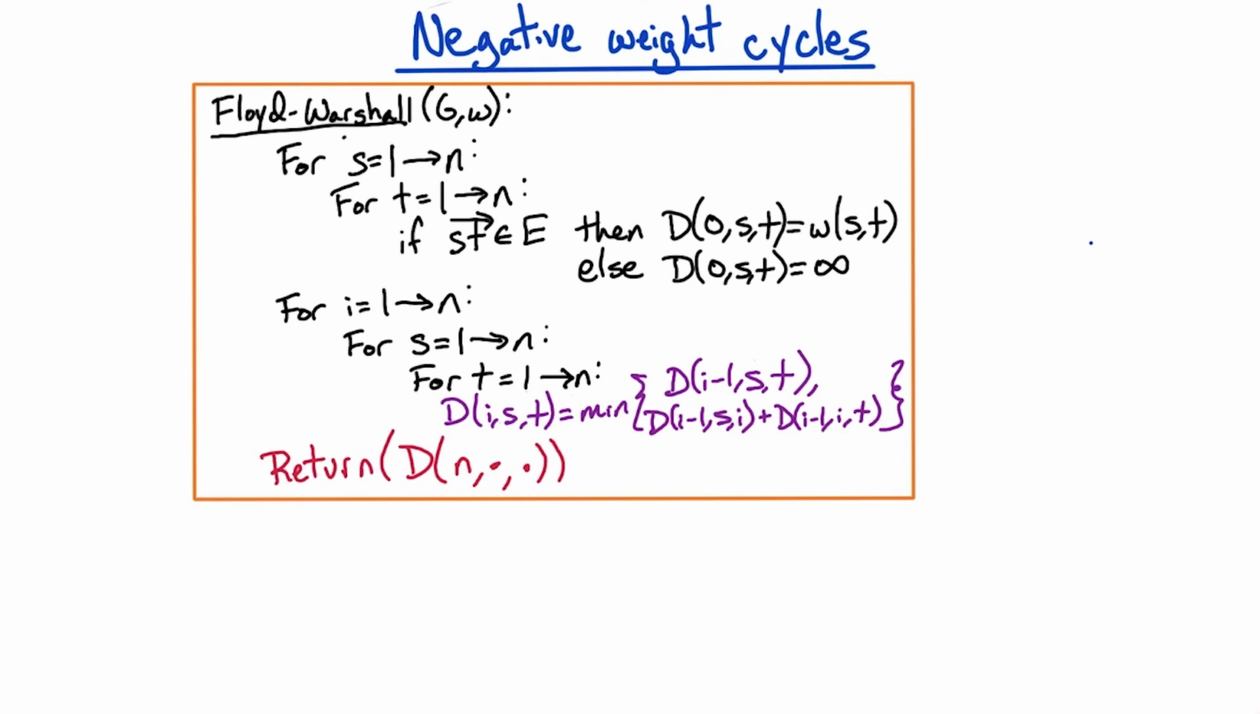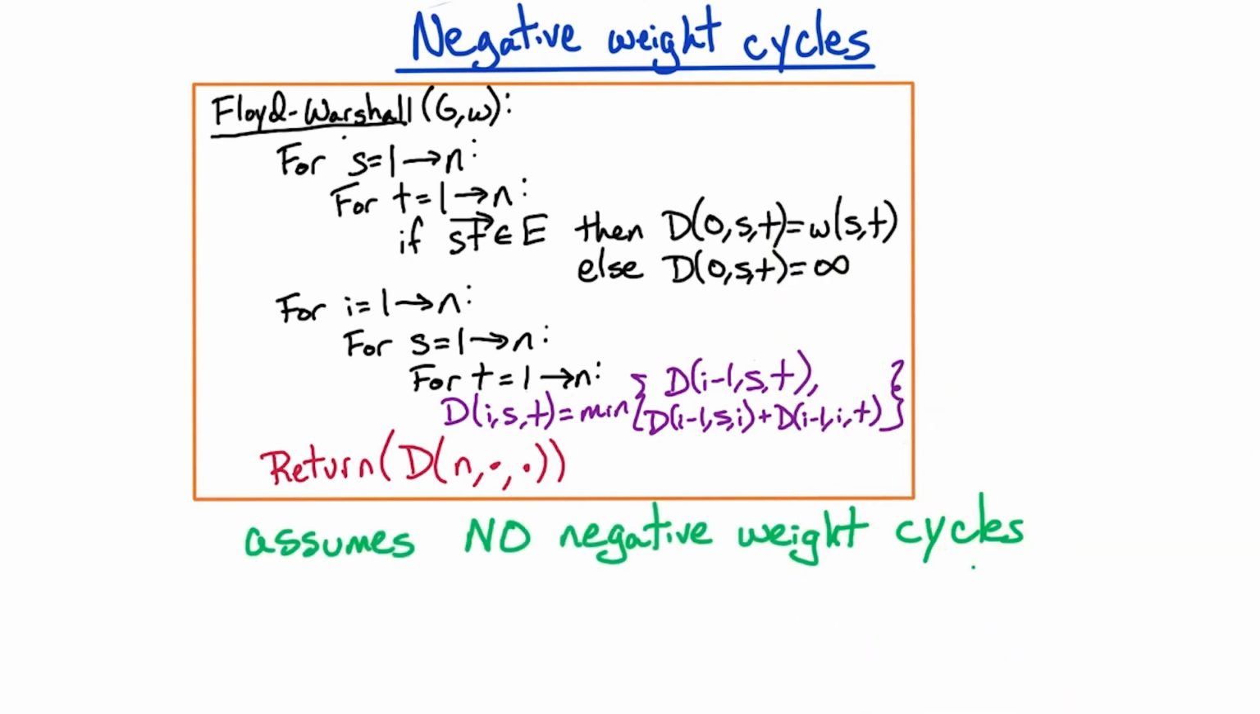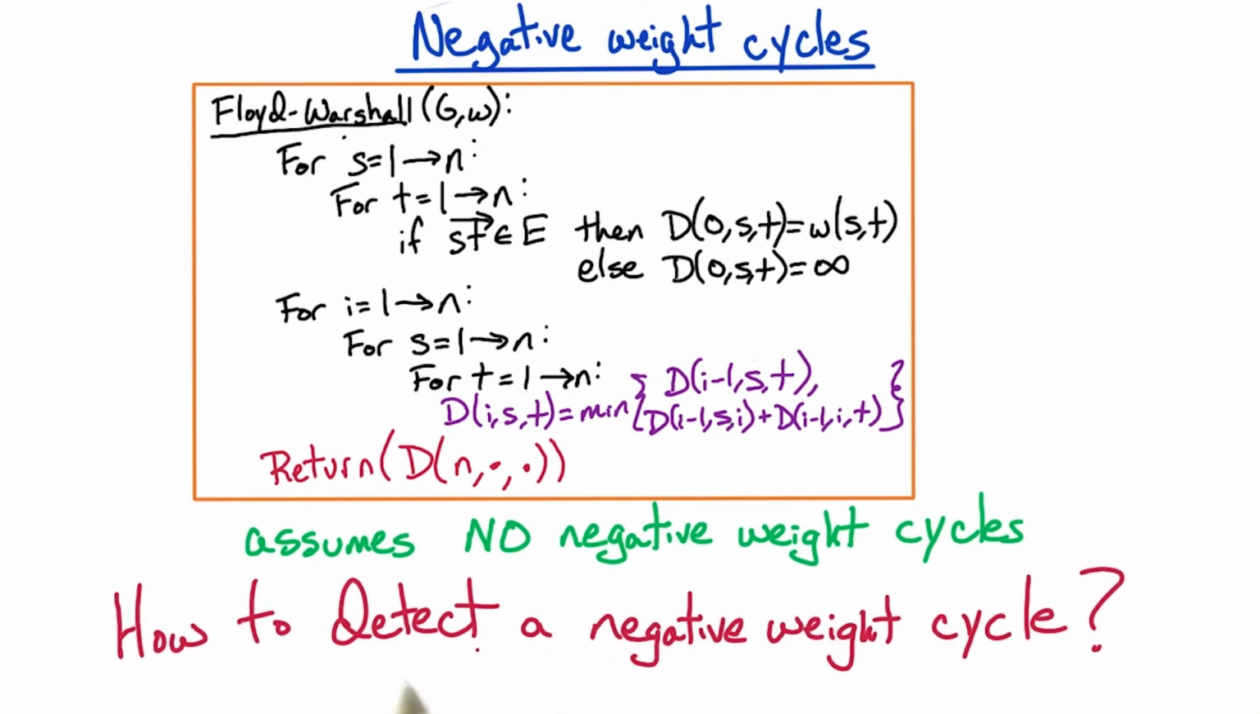Now what happens in our algorithm if we have negative weight cycles in the graph? Well, the algorithm as written assumes there's no negative weight cycles. If there's no negative weight cycles in the graph, then this is correct. If there are negative weight cycles, then this is not necessarily correct, and we want to detect these negative weight cycles. How can we find out if the graph has a negative weight cycle and output yes, there is a negative weight cycle? And if there is no negative weight cycle, then we can run the algorithm as is.